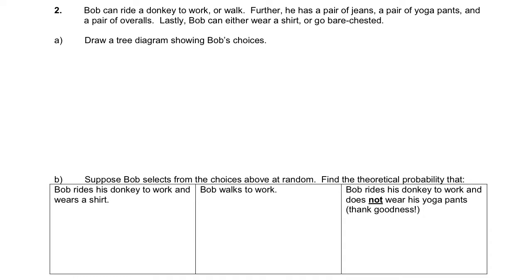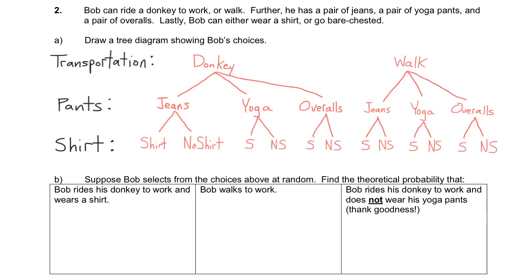Okay, so again, this is kind of weird and silly, but bear with me. We have choices for transportation. We have choices for pants. And we have choices for a shirt. So there's 3 different categories of choices. And we can list out those choices for each and all the different combinations. So you should end up with something like this. For each choice of transportation, he has 3 choices for pants. For each choice of transportation and pants, he has 2 choices for either shirt or no shirt.